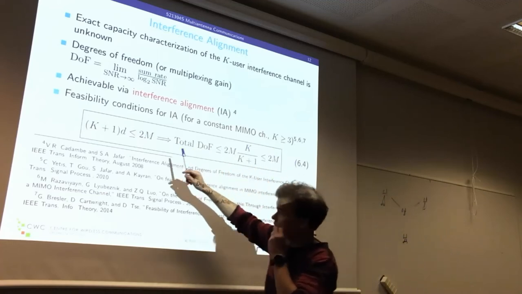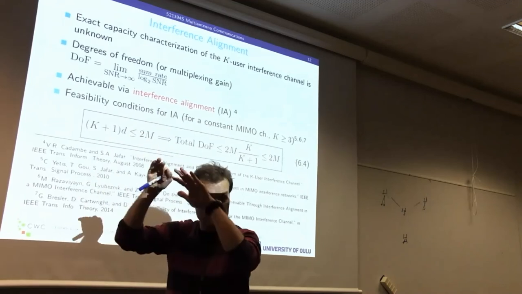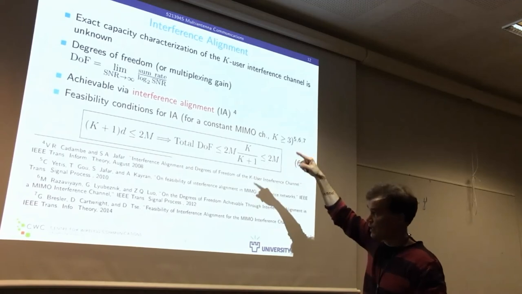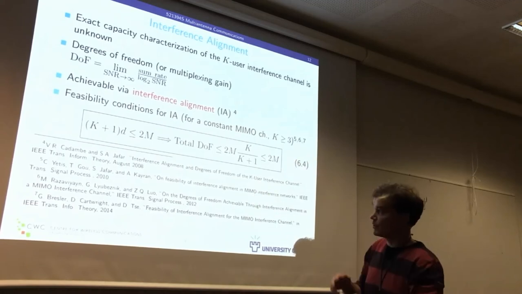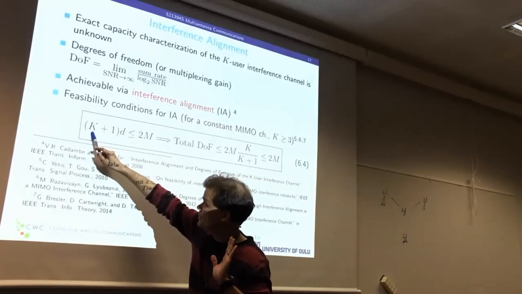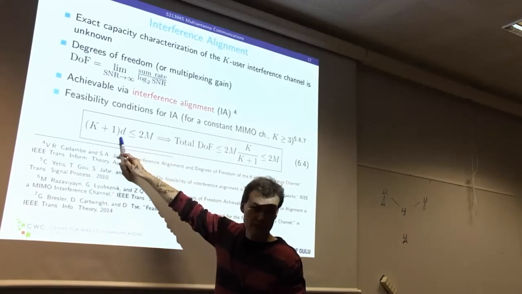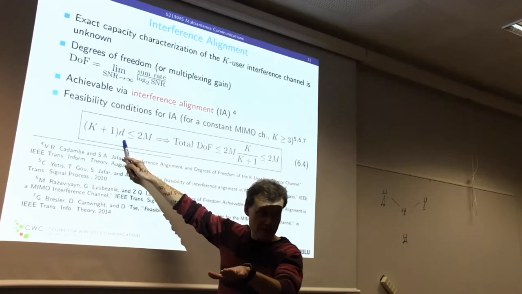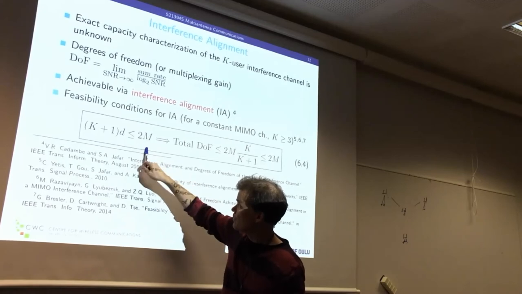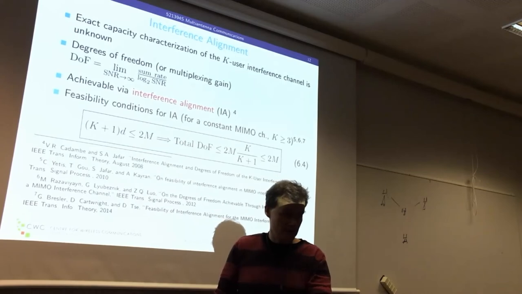And you can write these conditions as (k plus 1) times t smaller or equal to 2m. These are just a straightforward combination of those values from those feasibility conditions for the alignment conditions. So if you plug in different values, you can check, for example, if the number of users is 3 and the number of antennas is 2, you can find D, the number of streams that you can assign for each transmitter. Computing D from this, 2m over k plus 1, if m is 2, k is 3, D is 1. It's upper bounded by 1, right?